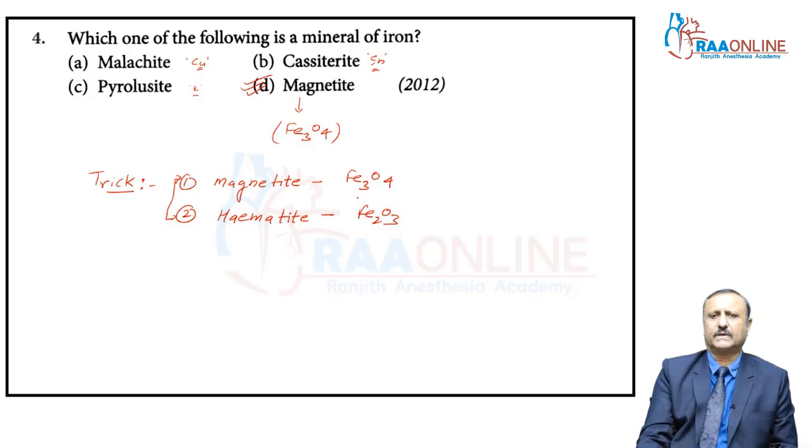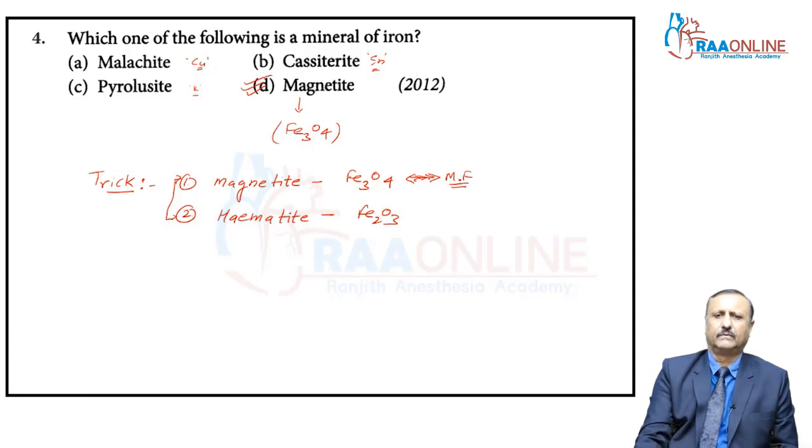When more iron atoms are present in a compound, it is attracted towards the magnetic field. When you apply a magnetic field, it is attracted towards it because the iron content is higher. Since it attracts towards the magnetic field, it is called magnetite. So this ore is called magnetite. In this way, you can learn the name of the ore and its formula.